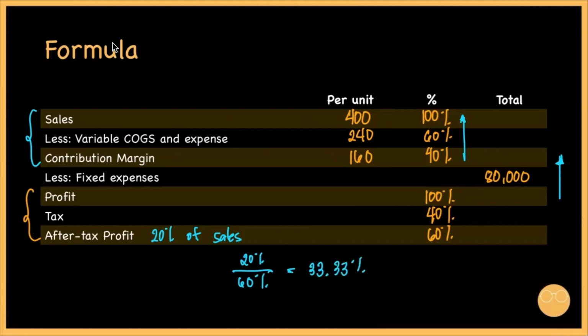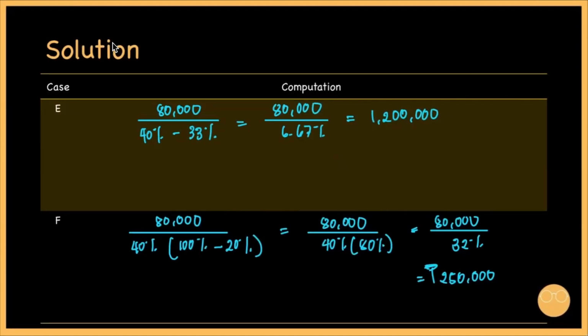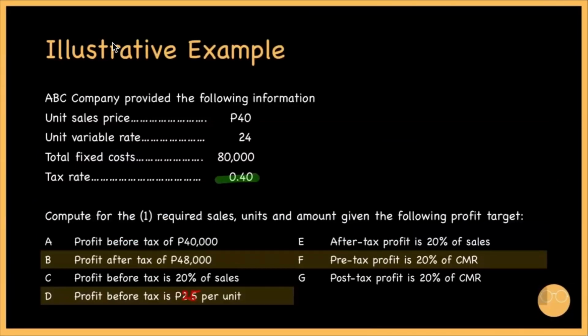we should be able to get 33.33%. This percentage, or one-third, we are going to use to deduct from the contribution margin rate of 40%. For case E, 80,000 divided by 40% less 33%, we should be able to get 80,000 divided by 6.67%. And in terms of break-even point in amount, we are going to get 1,200,000 pesos.